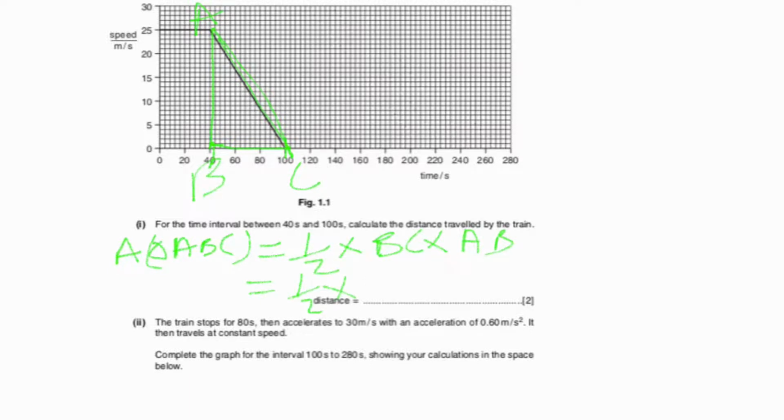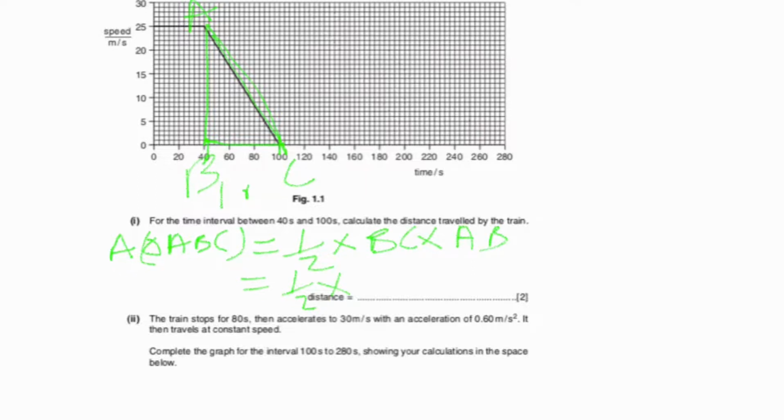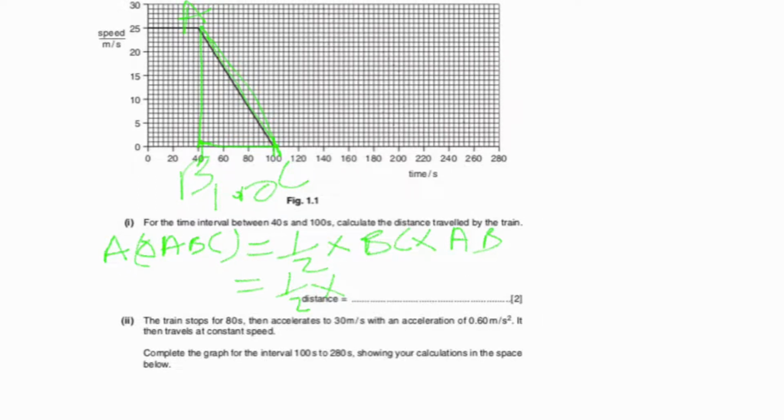Length BC equals 100 minus 40. The full length is 100 and till here it is 40. So 100 minus 40, and into height. Height directly is 25. So 100 minus 40 here equals 60. So half into 60 into 25. Let's calculate this on the calculator. So I got 750 meters.